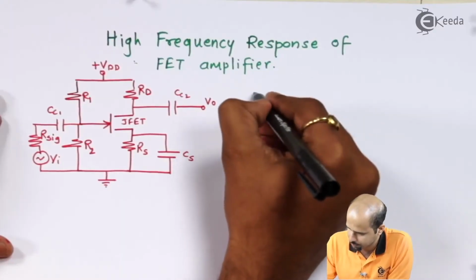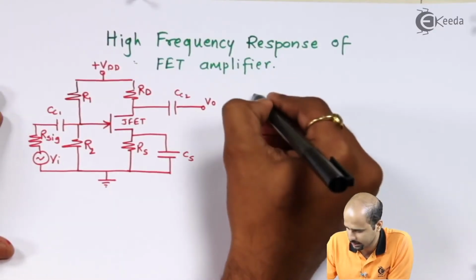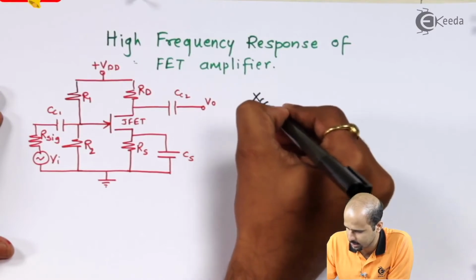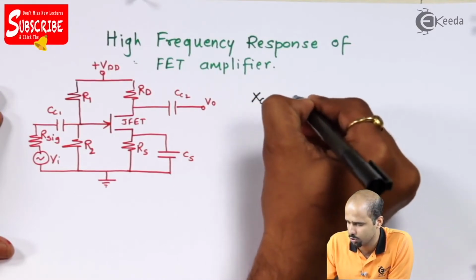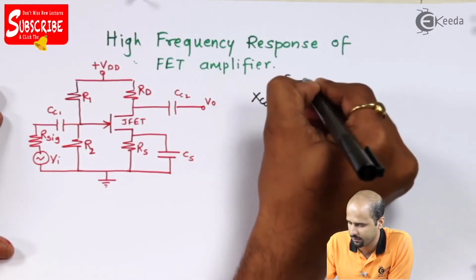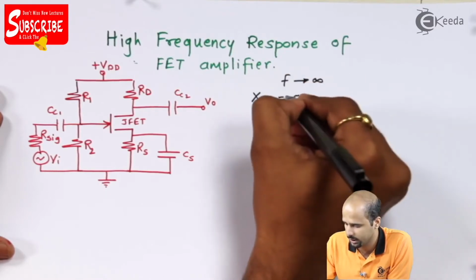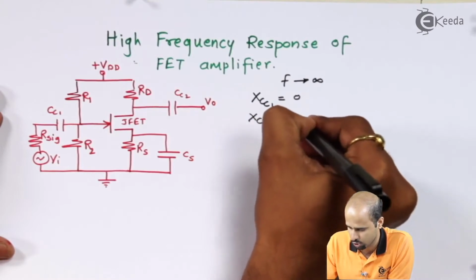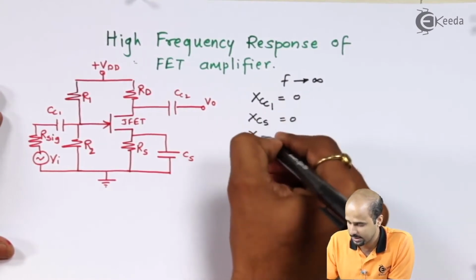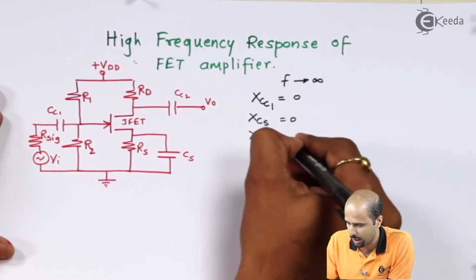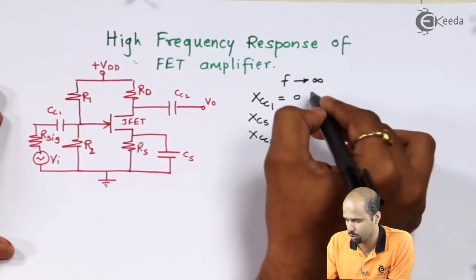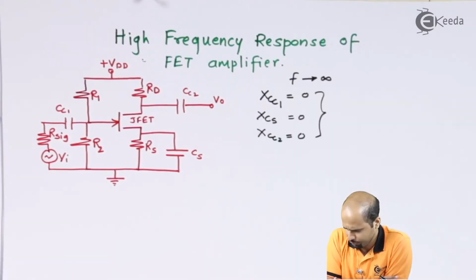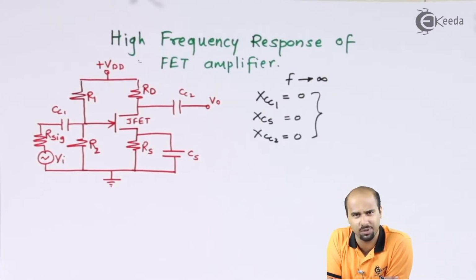So as we have got that XCC1 is equal to 0. If I am considering F tending towards infinity, then XCC1 is 0, then XCS is also 0, then XCC2 also 0. So that will not give you harm as far as FET as an amplifier is concerned.